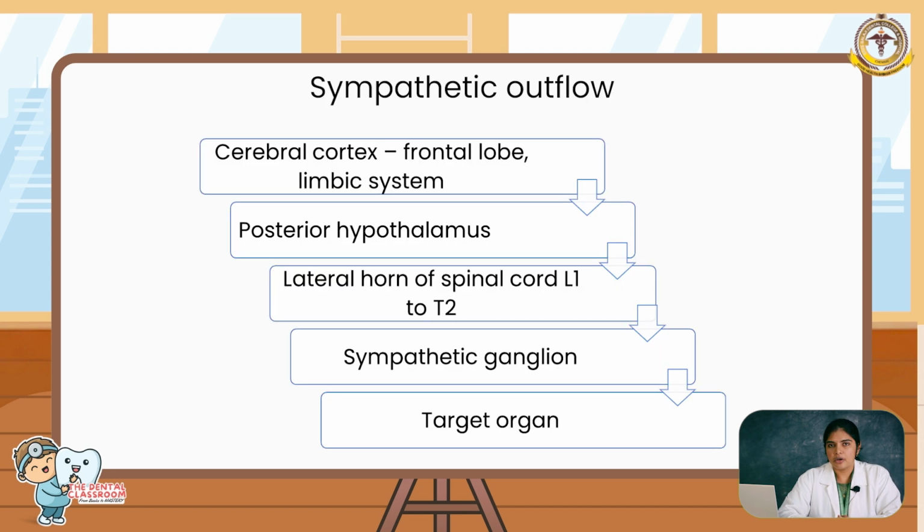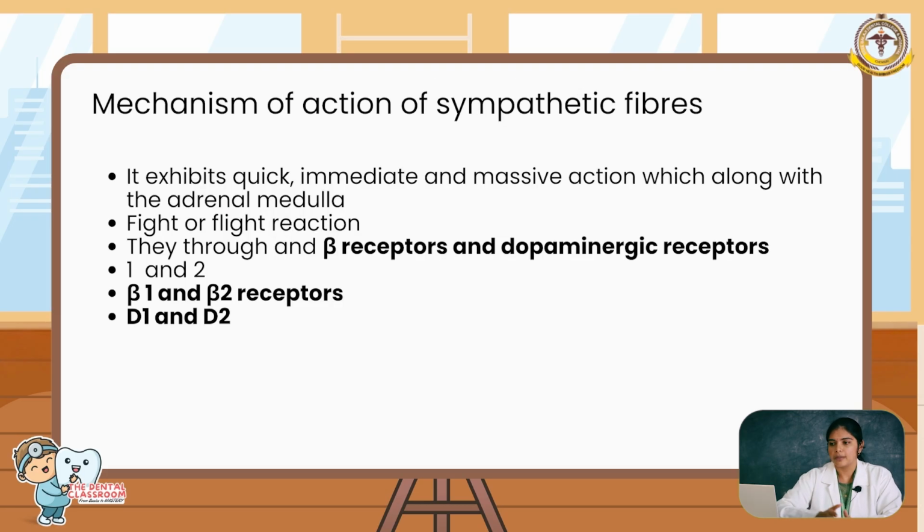This is the sympathetic outflow. We have the head ganglion of the sympathetic nervous system, that is the posterior hypothalamus, and from there it reaches the lateral horn of the spinal cord, thoracic and lumbar segments, and then the sympathetic ganglion forms, and then through postganglionic fibers they reach the target organ. So this is the sympathetic outflow.